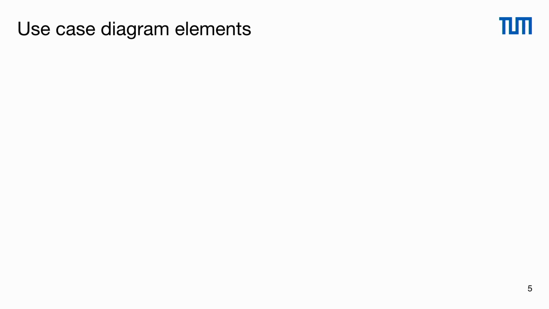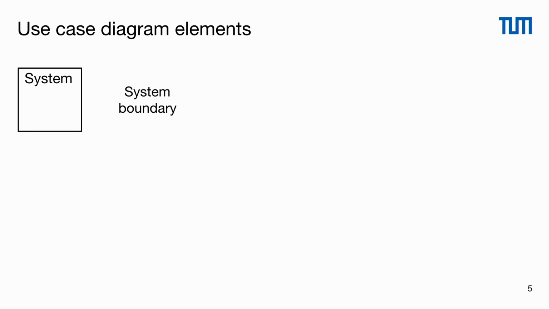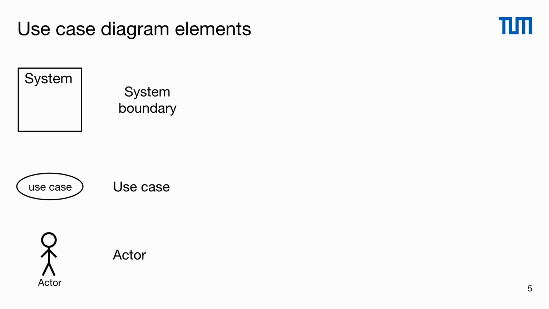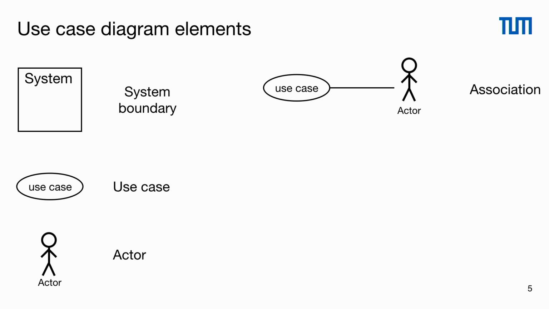Let's have a closer look at the graphical notation of the UML use case diagram. The use case diagram as a graphical notation is composed of the system and its system boundaries, use cases, which are the actual functions of the system, an actor, which models a type of role played by an external entity or even another system that interacts with the system. There are also different types of relationships. Associations, which are a relationship between an actor and a use case. That means the actor uses this functionality of the system.